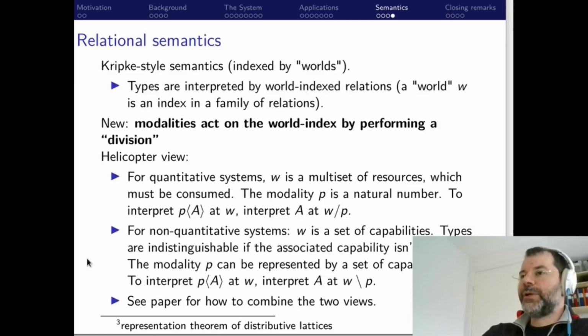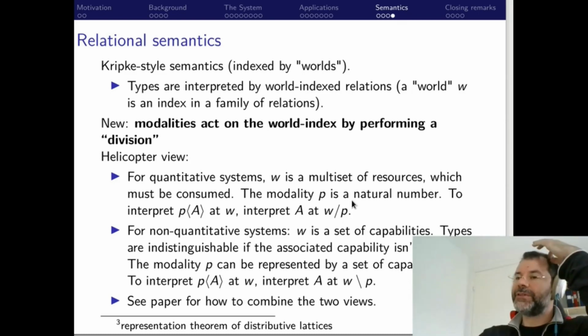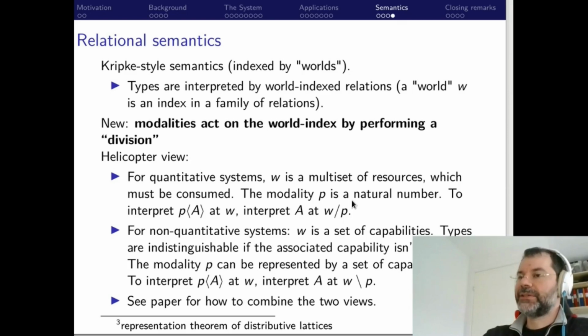Finally, we have a relational Kripke-style semantics. We interpret types by relations, and these relations are indexed by worlds. The main novelty here is that we can interpret the PA type by a notion of division, or more precisely, a Galois connection. For quantitative systems, W is a multi-set of resources to consume. P is then interpreted as a natural number, and to interpret PA at a world W, we interpret A at a world W divided by P.